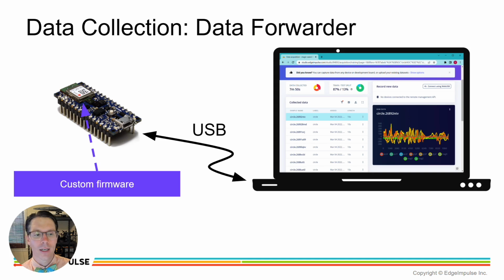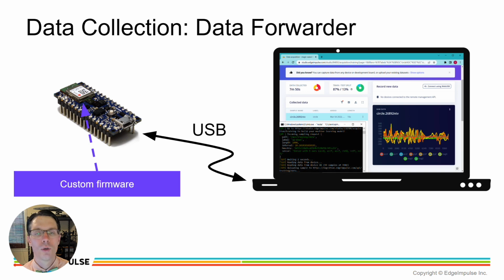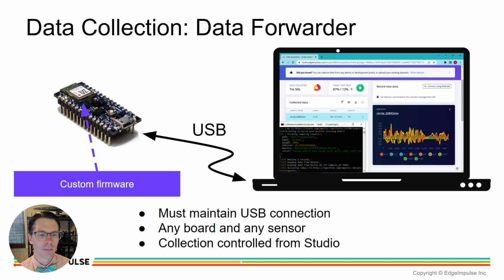You need to write custom firmware that then collects sensor data and sends raw data over the USB to another command line tool known as the data forwarder running on your computer. And this talks to the Edge Impulse Studio to collect data over that USB line and then send it to your studio project. Once again, there are a few limitations.